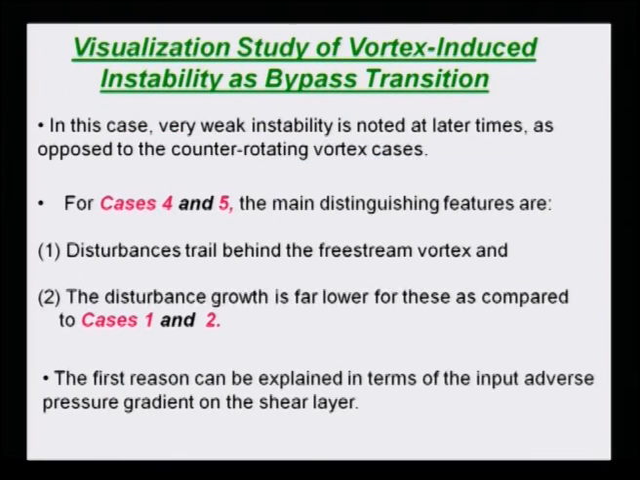So, we can summarize for this clockwise rotating case that here we see a weak instability at a later time as opposed to the counter rotating vortex cases. And for these two cases, the main distinguishing feature is the disturbance trail behind the free stream vortex, and the disturbance growth is far lower for this as compared to the other two cases. Okay. Now, this first can be explained in terms of the induced adverse pressure gradient, and this is what I told you about, the scouring effect. That is exactly what the adverse pressure gradient tries to do also. It helps in doing that.